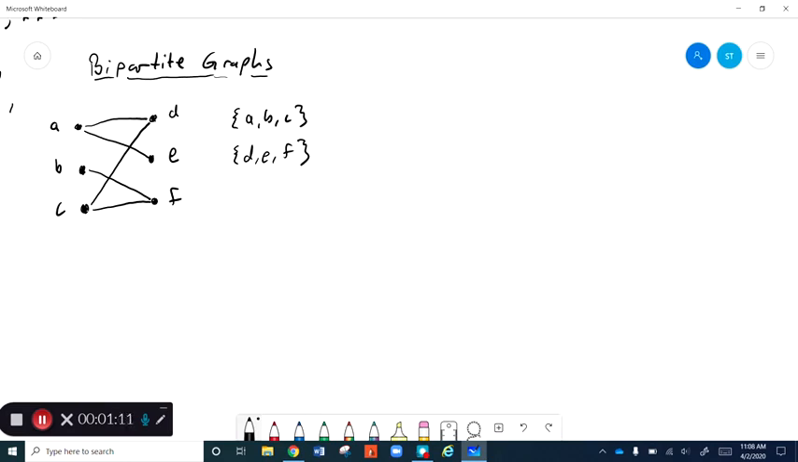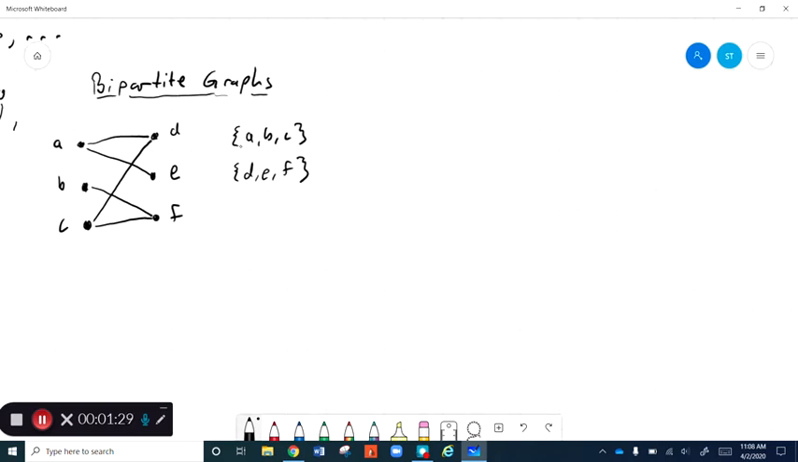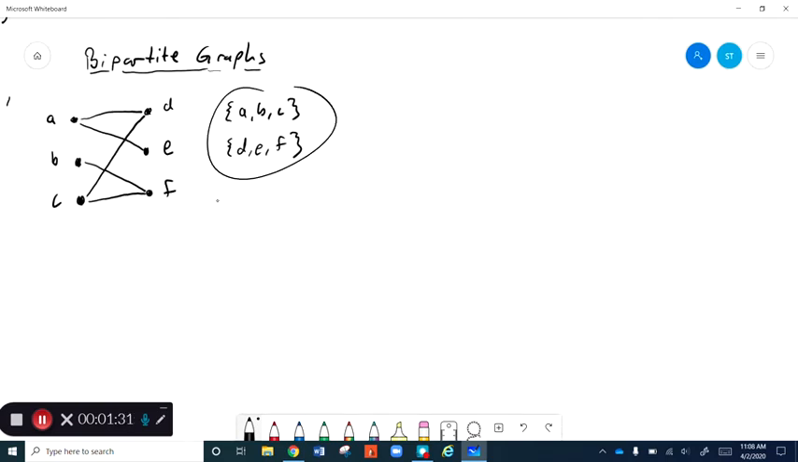You can see A, B, and C, there's no edges. Same with D, E, and F. Within that subset, there are no edge connections at all. The only edge connections go across between subsets. That's what bipartite means. So this right here is our bipartition of the vertex set for that graph. So let's look at another quick example.